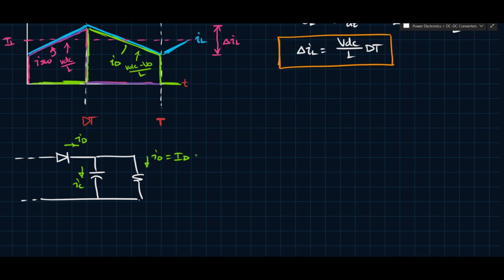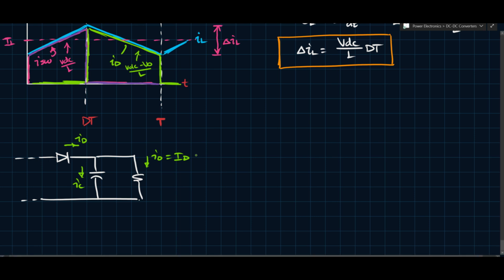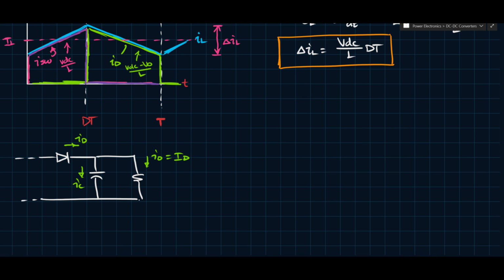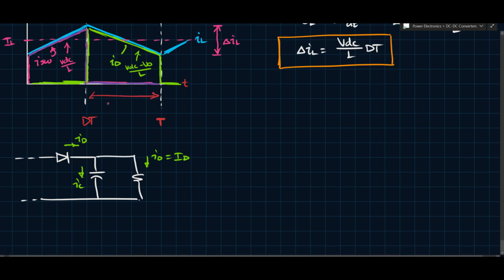So again, this is not the inductor that we're concerned with. In this case, we're concerned with the diode, because the diode is connected to the output now. So what does this actually tell us? So let's imagine from this duration of 1 minus d times T, which is this time here.